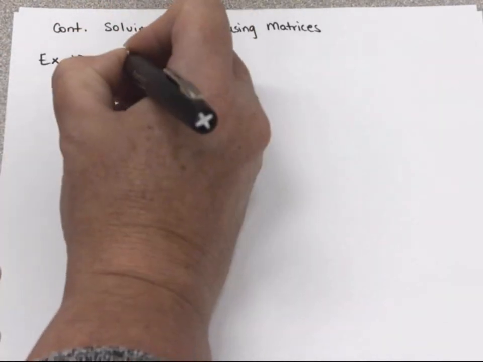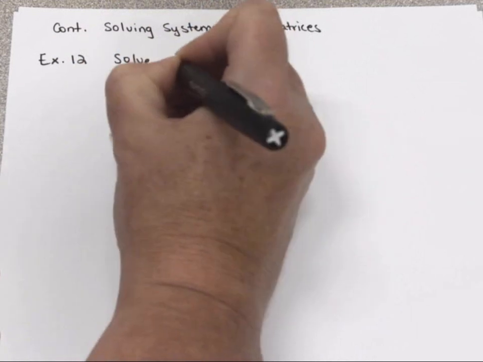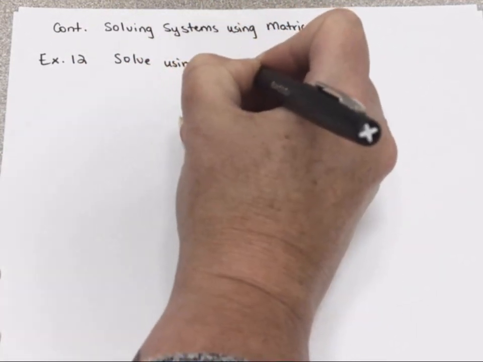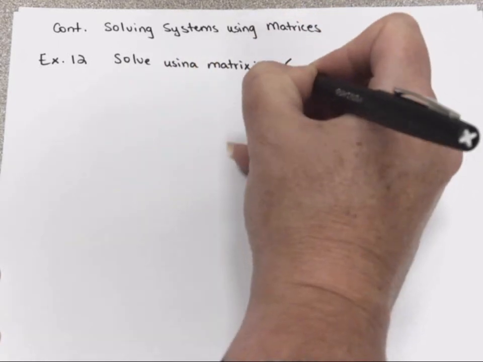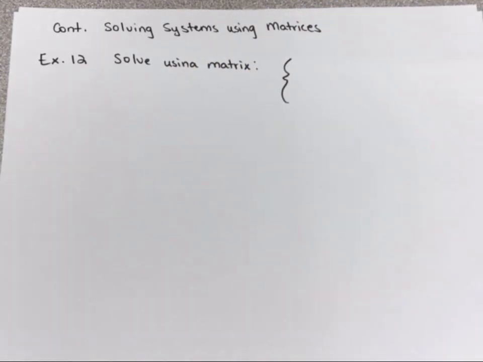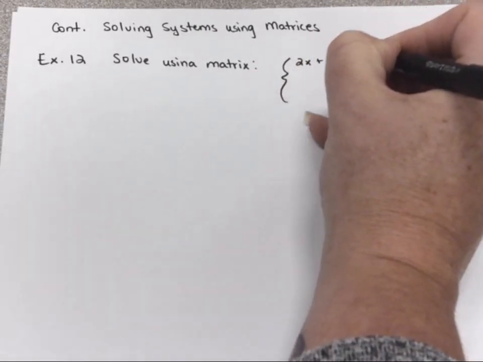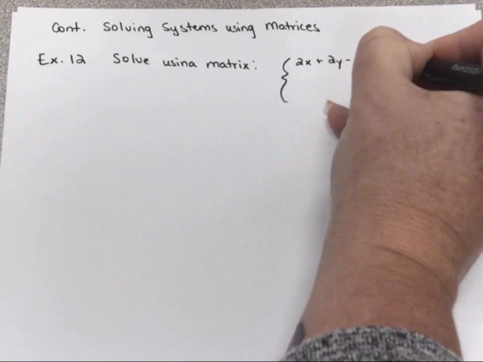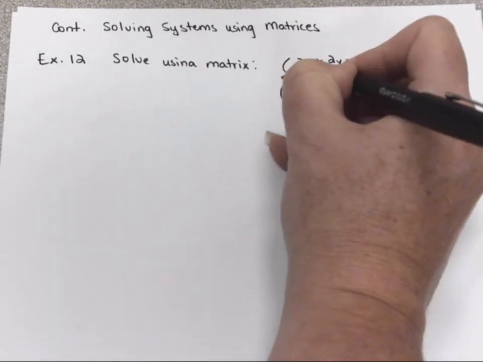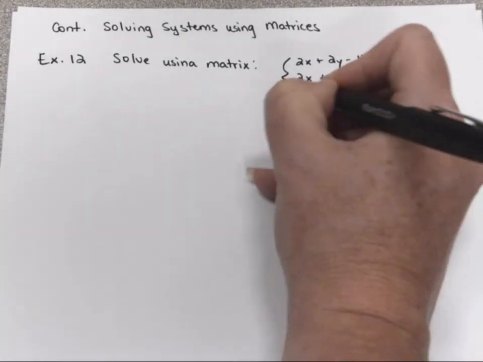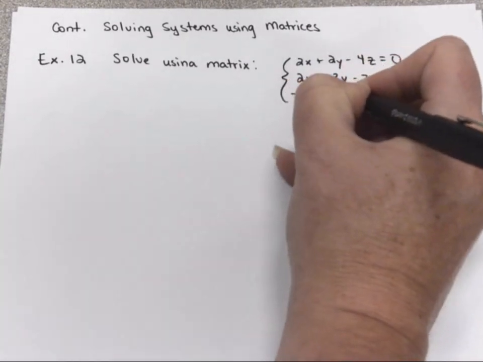All right, so let's say that I told you to solve using a matrix. And this was the system. We're going to do a 3-variable system, so make it like 3 lines long. So let's say the first equation is this. The second equation looks like this. And then finally the third equation.